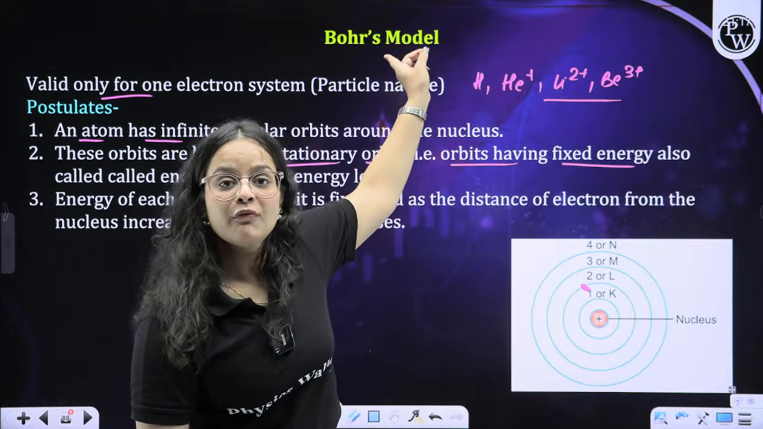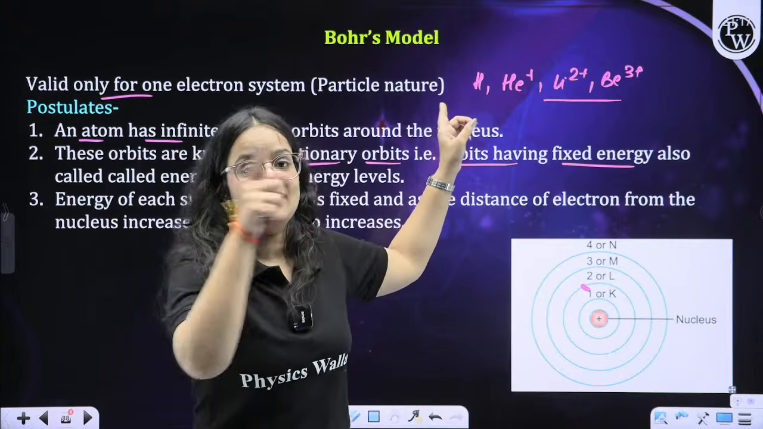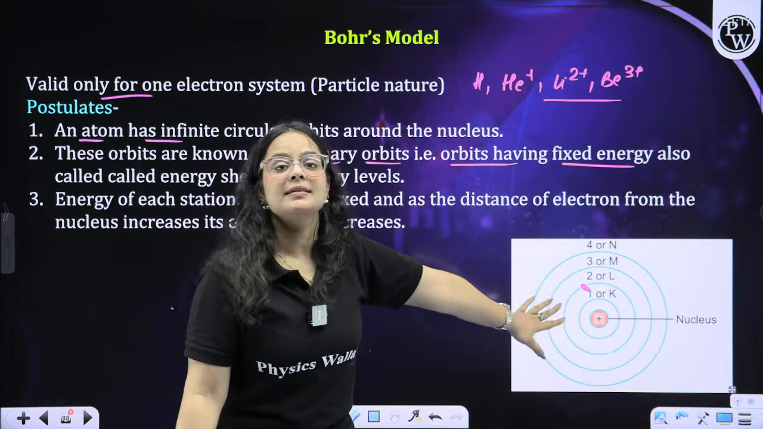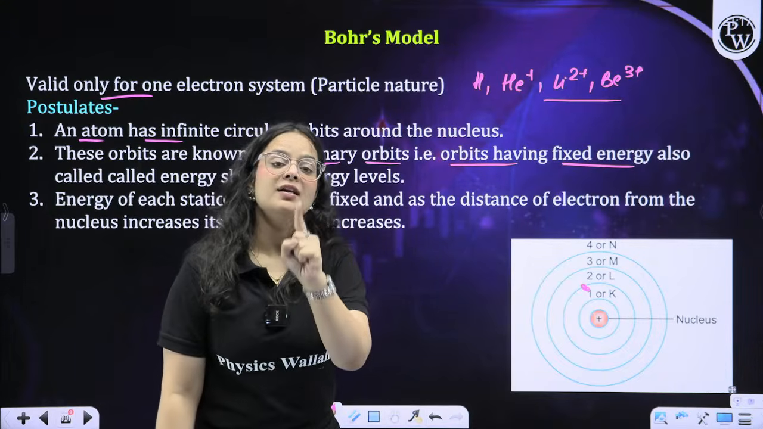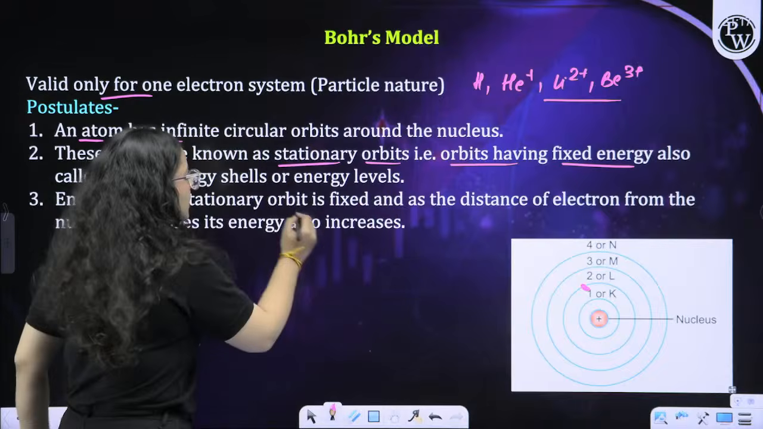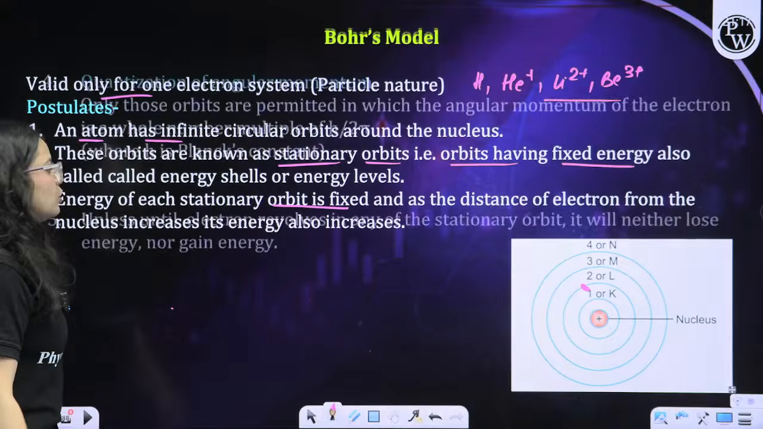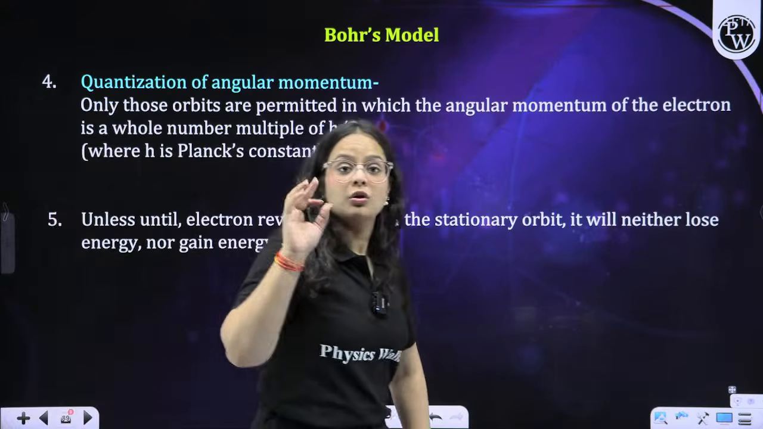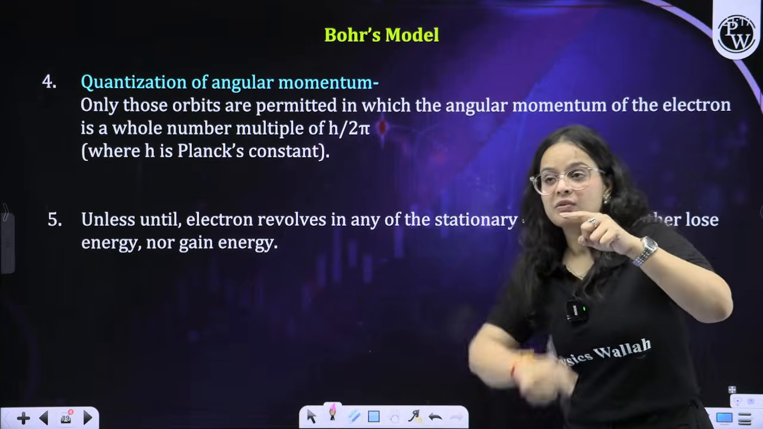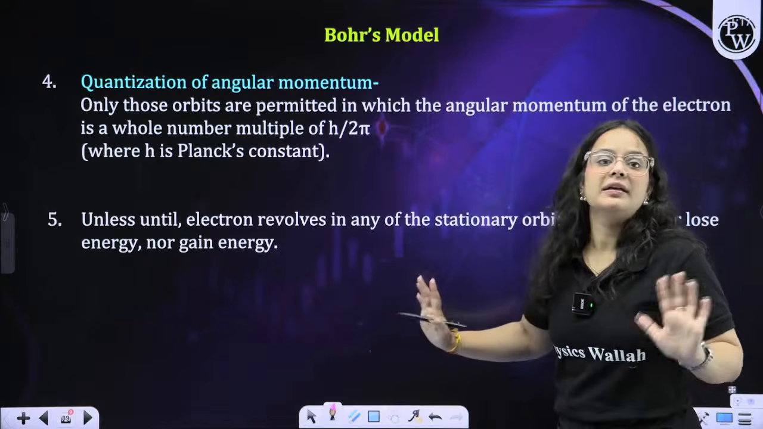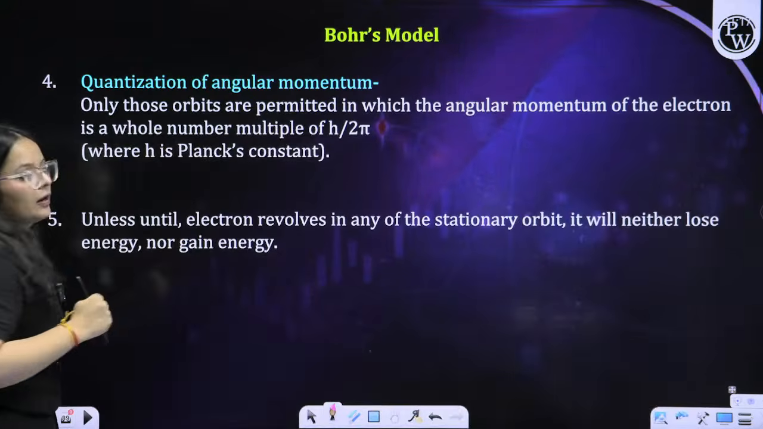Then in the Rutherford model, we discussed that if an electron is moving, it will do what? It will release energy, right? But here we are discussing that if the electron is moving, it will not at all change its energy because they are stationary orbits. They have fixed energy only, and the distance of the electron from the nucleus is also fixed. It will not change at all, unlike the Rutherford model, which stated that the energy will decrease and the electron will undergo spiral motion. But here it does not happen, right?